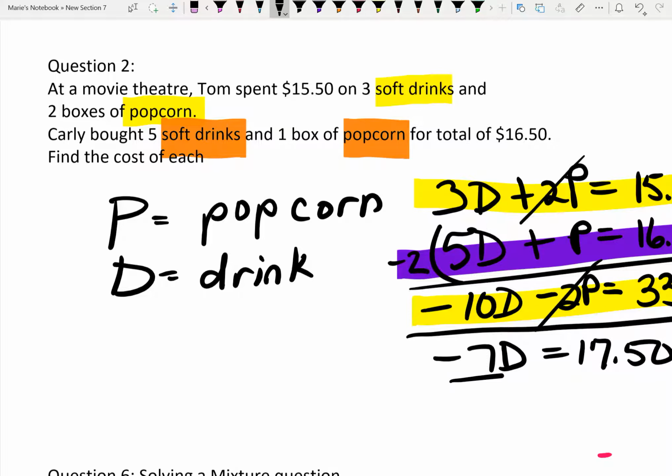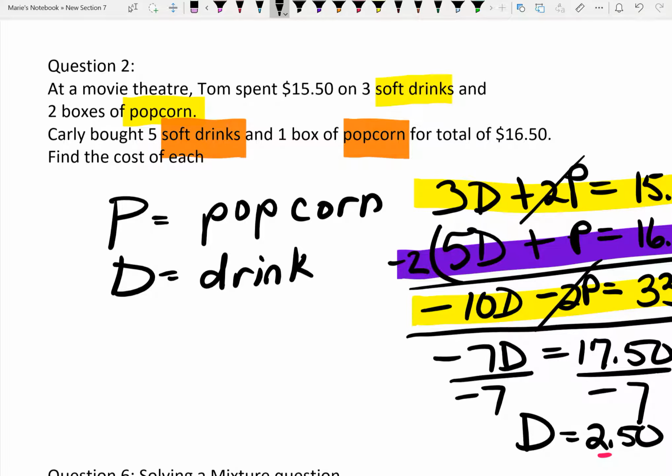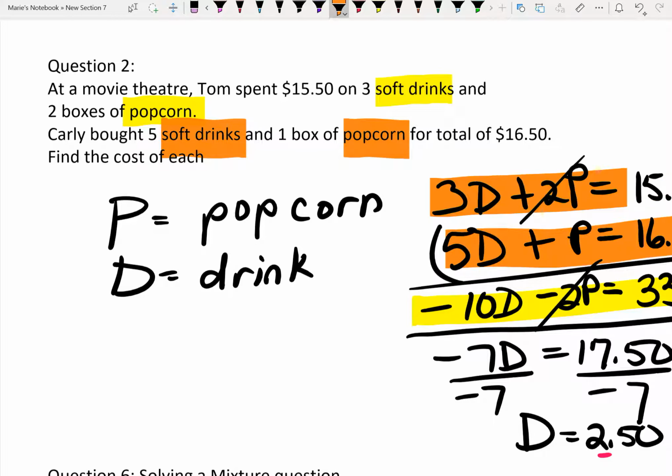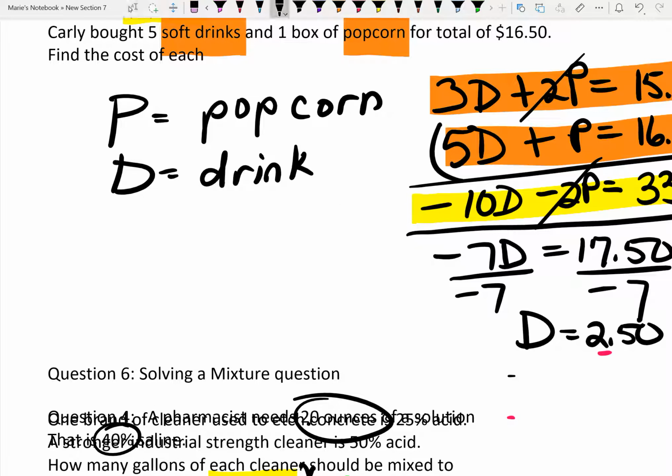Last step, divide by -7 on both sides. So you end up with D is equal to $2.50. Okay, if D is 2.50, then you can use either one of the original equations. So just for the record, the original equations for these 2 are 5D plus P is 16.50, and this one up here, which we modified just slightly, 3D plus 2P is 15.50. Choose one of them, and let's substitute.